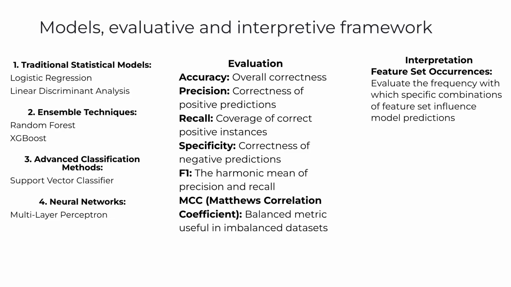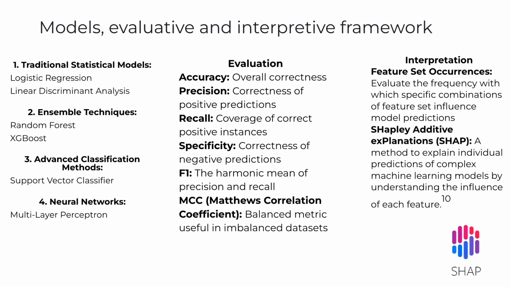So what we do is we run an algorithm that iterates over all possible feature set combinations, and that ends up with 255 different models for each one of these 6 models. So that's a lot of different models to look at. But what we can do is evaluate the frequency with which specific combinations of feature sets are influencing model predictions. The other thing we can do on the level of individual predictions is perform a SHAP analysis.